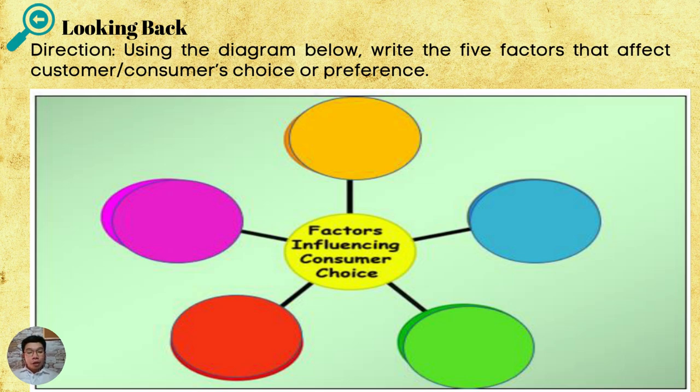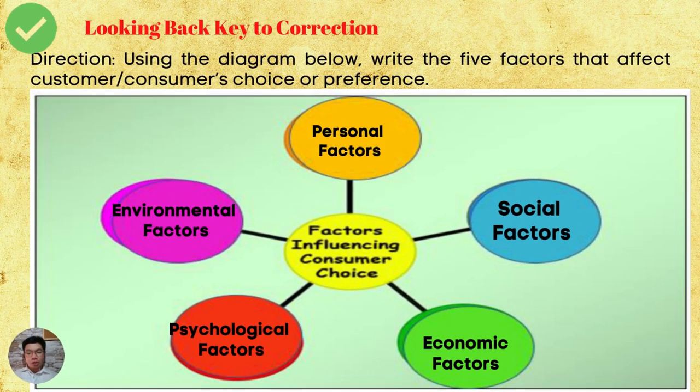Are you ready to check your answers? Here is the looking back key to correction. So here are the answers. The factors that affect customer or consumer choice or preference. We have here the first one, personal factors. These are the gender, life stage, lifestyle, and personality.